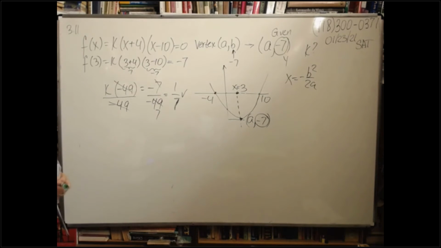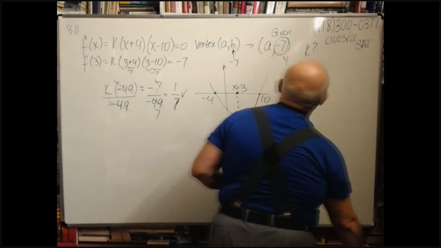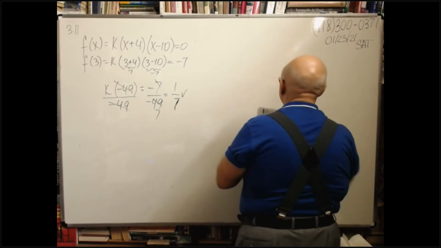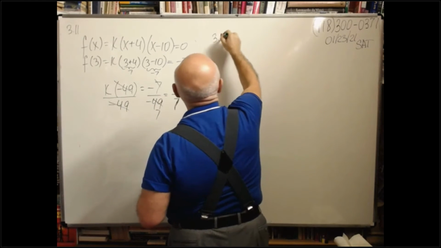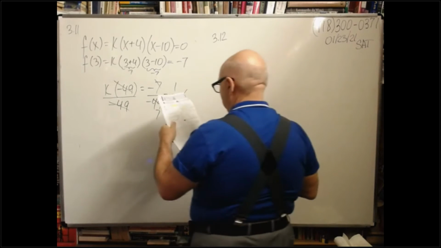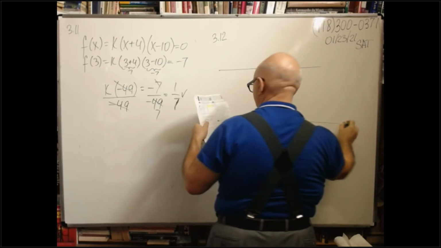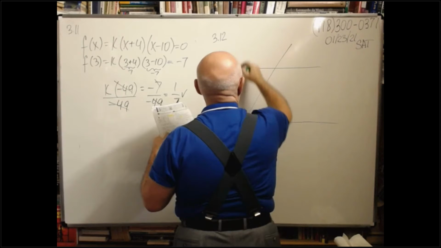Any questions? More questions? 311, no questions. 312. What do we have for 312? Let me see this. 312. What do we have on 312? We have two parallels and two transversals.